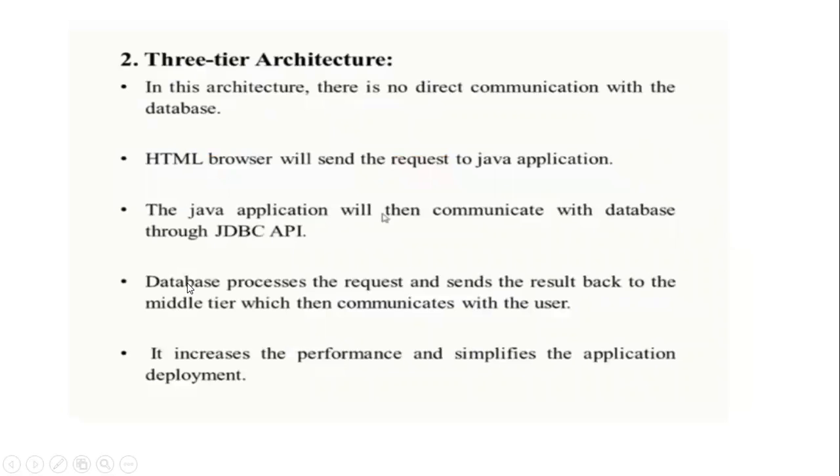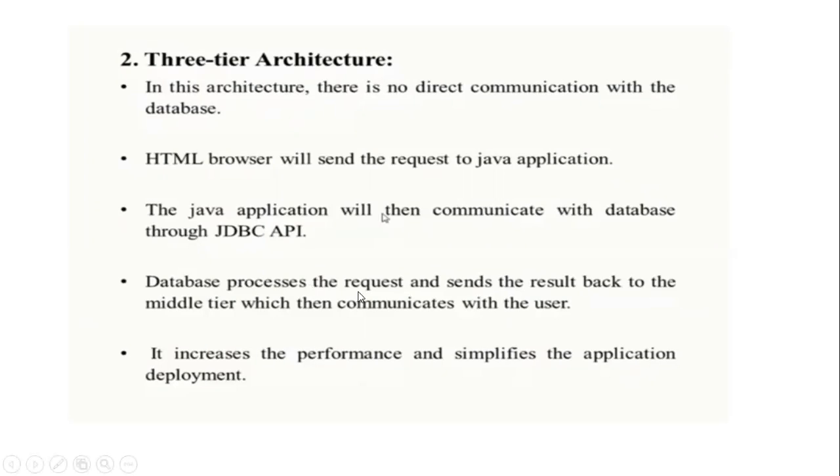Next is three tier architecture. In this architecture there is no direct communication with the database. Here the HTML browser will send requests to the Java application. We cannot access the Java application directly. Instead, using the HTML browser, we first send a request to the Java application. Then the Java application will communicate with the database through JDBC API. So the third new component is the HTML browser. Through the browser, we first give a request to the application, and then the application will interact with the database. So it is a three tier.